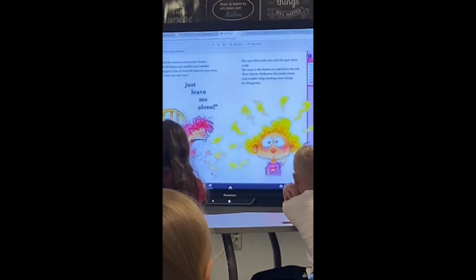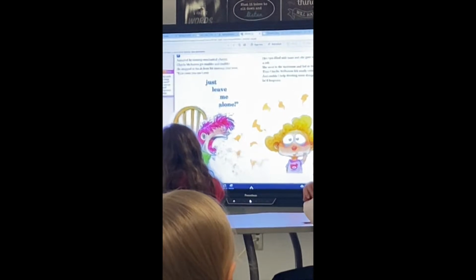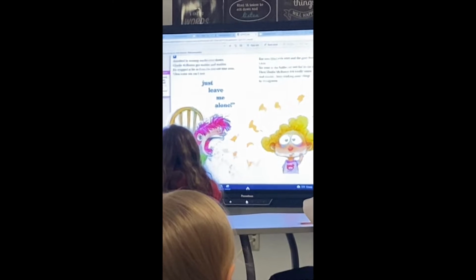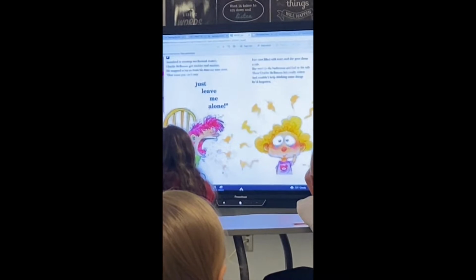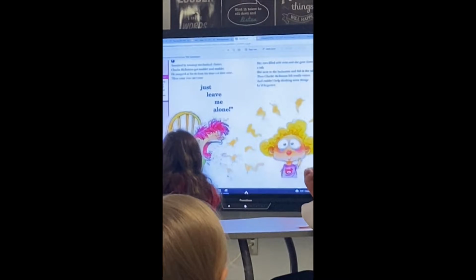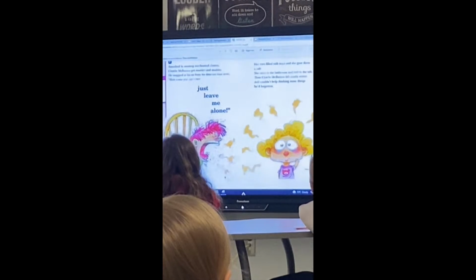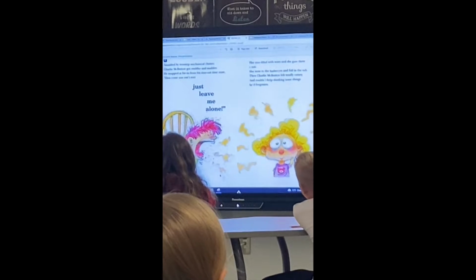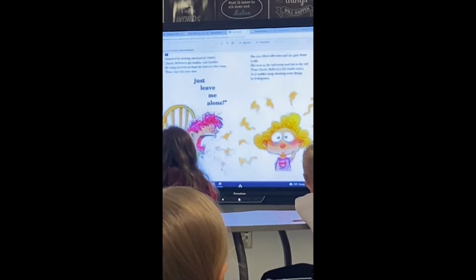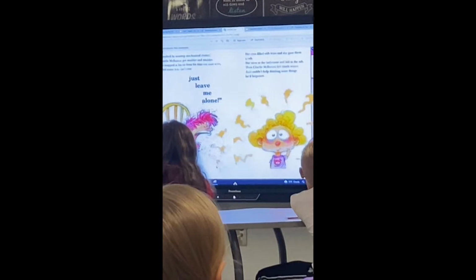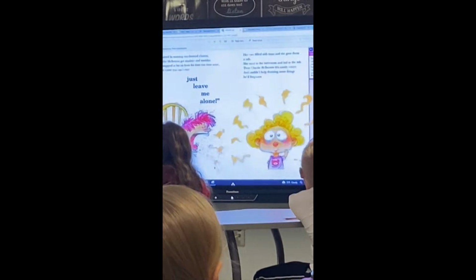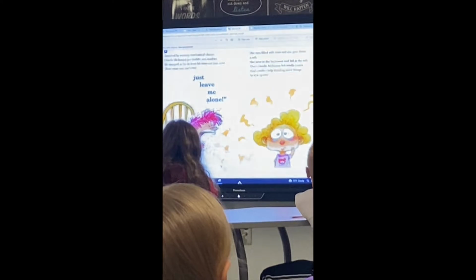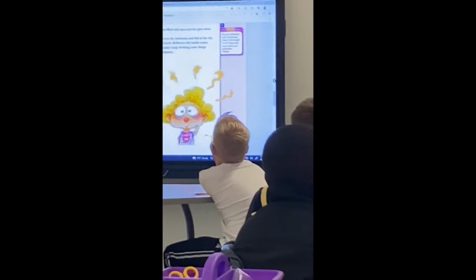Let's keep going. Assaulted by non-stop mechanical chatter, Charlie McButton got madder and madder. He snapped at his sis from his timeout zone. How come you can't ever just leave me alone? Her eyes filled with tears and she gave them a rub. She went to the bathroom and hid in the tub. Then Charlie McButton felt totally rotten and couldn't help thinking some things he'd forgotten.